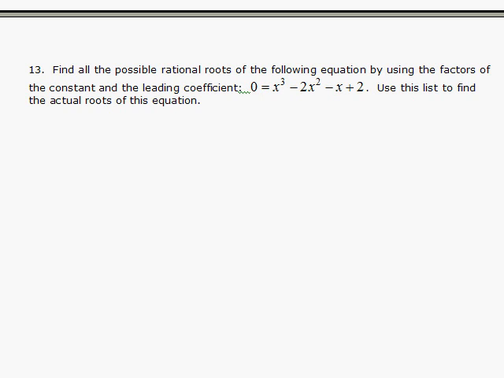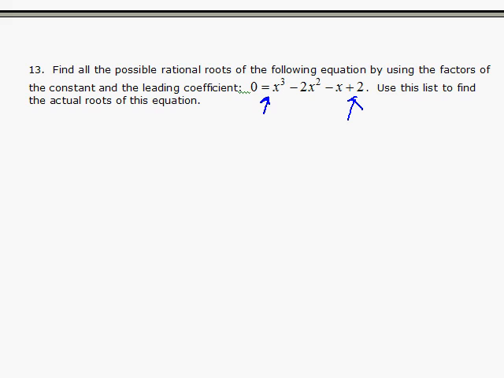This is the second video for Math 107 homework number 3 on polynomials. In this case we're practicing the rational root theorem, and the rational root theorem says that all rational roots will be fractions made out of the factors of the leading coefficient and the constant.